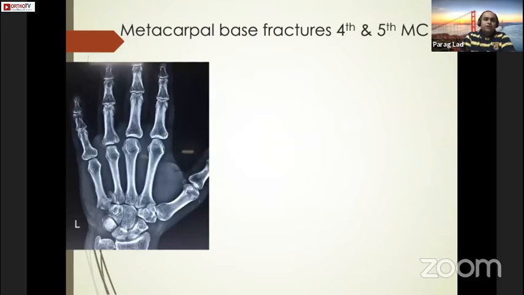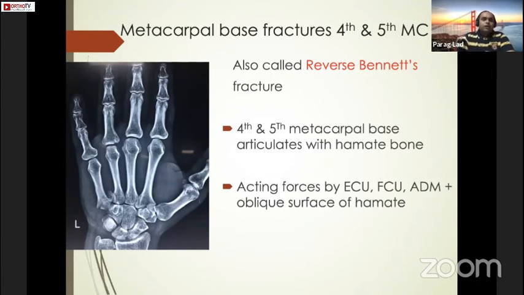Now after the shaft fractures, the last part of the metacarpal fracture is base fracture. Fourth and fifth metacarpal base fractures are called reverse Bennett fracture. And usually fifth metacarpal base and fourth metacarpal base articulate with one bone, that is hamate. These fractures are reasonably unstable because of three reasons.